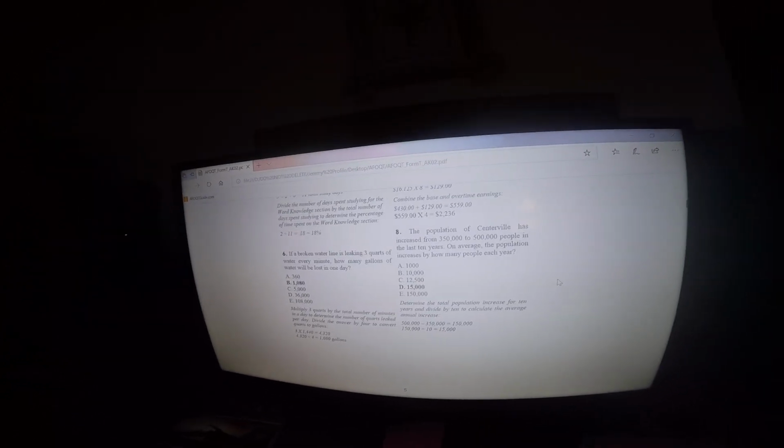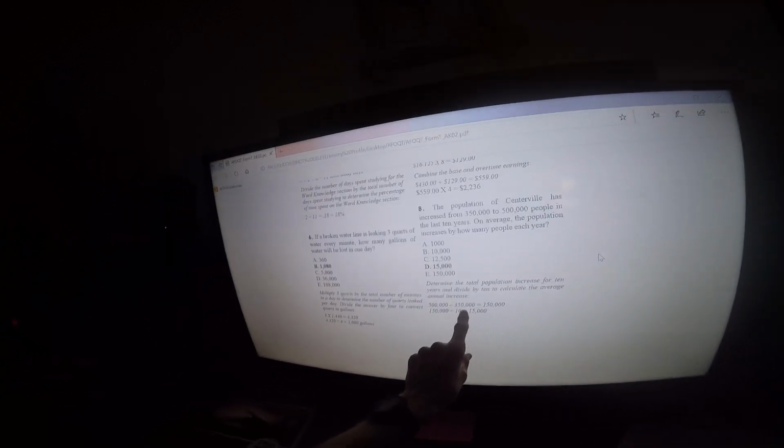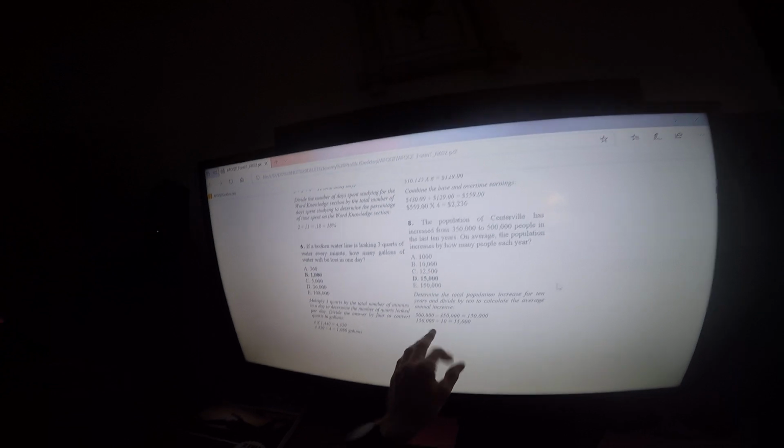15,000. Determine the total population increase for 10 years and divide by 10 to calculate the average annual increase in the last 10 years. 500,000 minus 350,000 equals 150,000 people. Alright, so 150,000 divided by those 10 years equals 15,000 per year on average. Good.